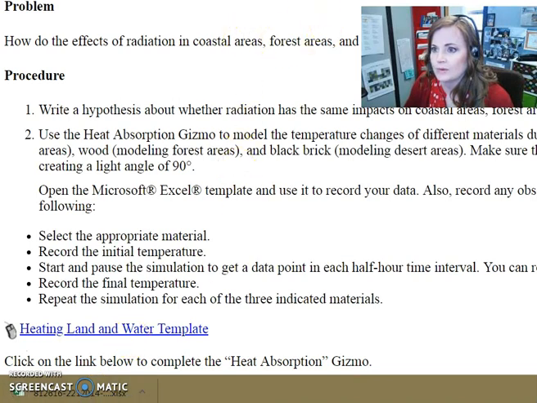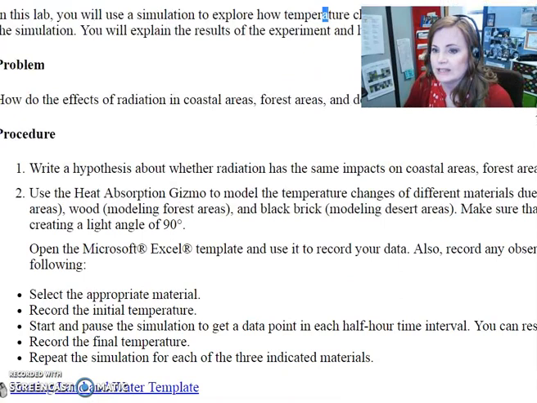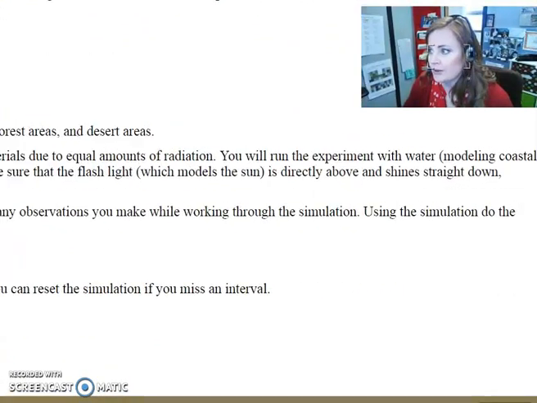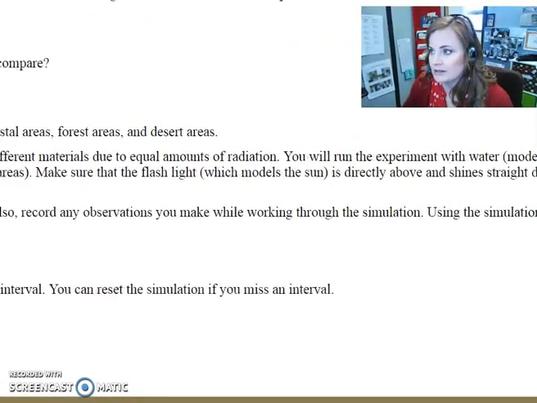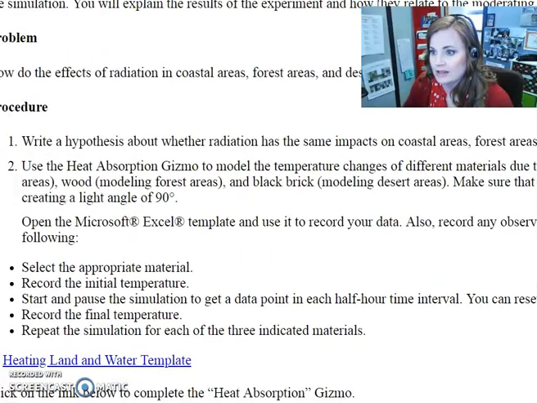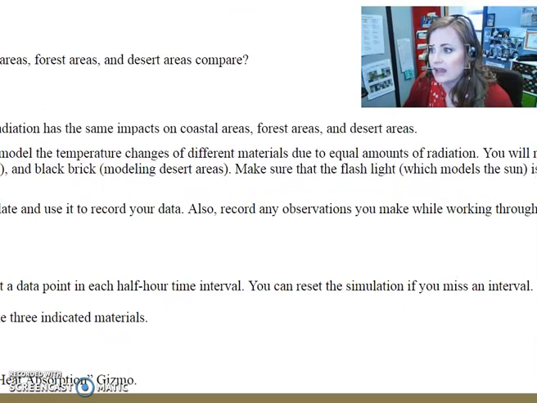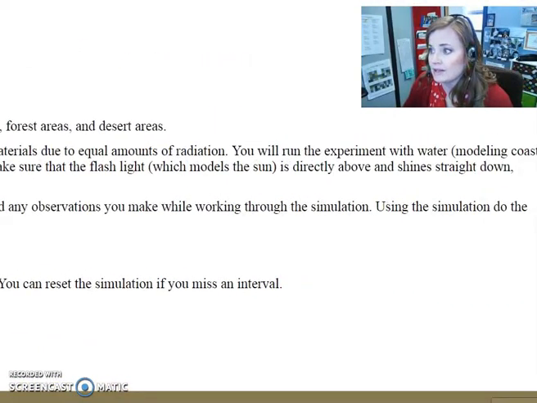Oh, here we go. I would say it in here somewhere. So it says here, use the heat gizmo to model the temperature changes of different materials due to equal amounts of radiation. It says you run the experiment with water, modeling coastal areas, wood, modeling forests, and black brick modeling deserts. It says make sure the flashlight, which models the sun, is directly above and shines straight down.